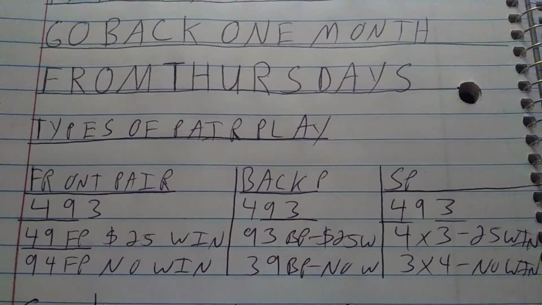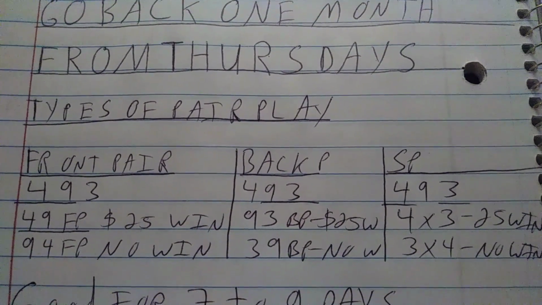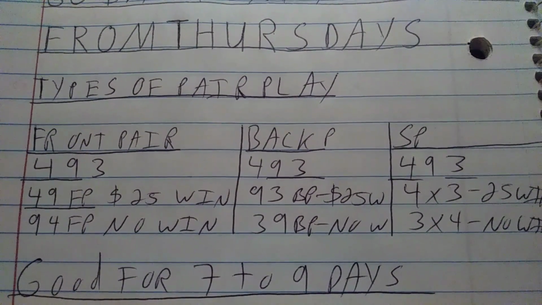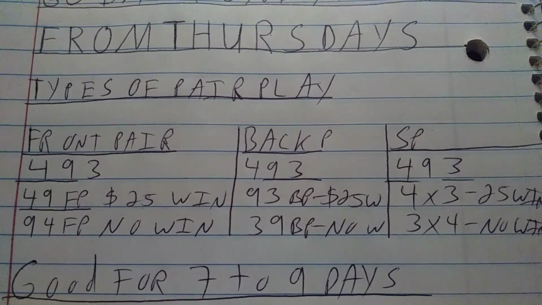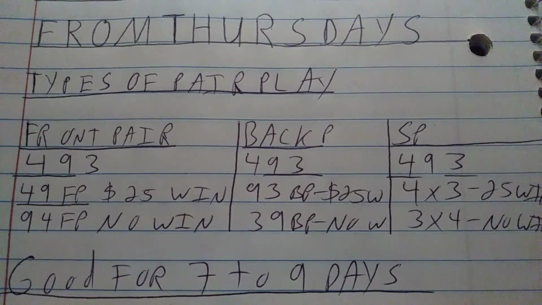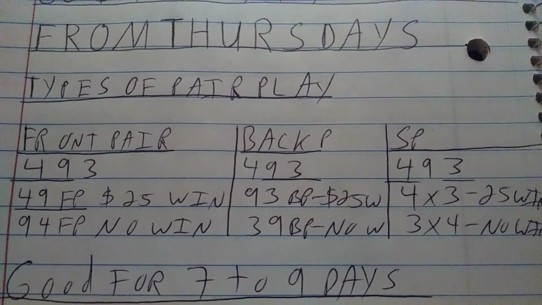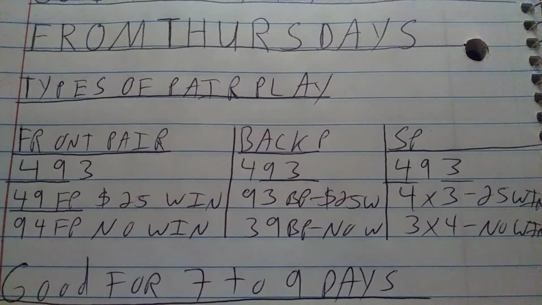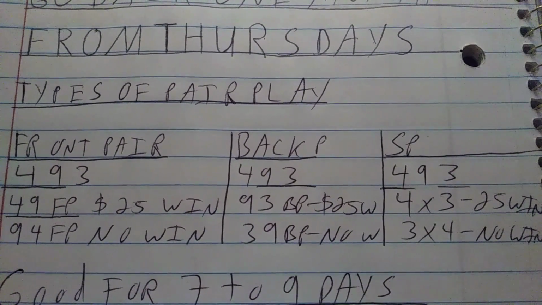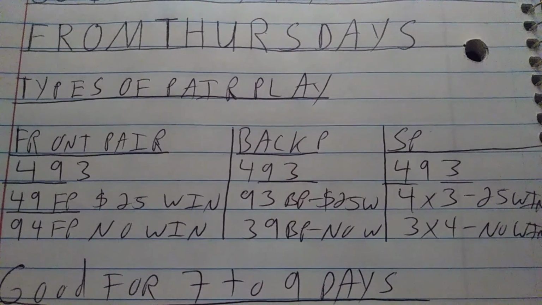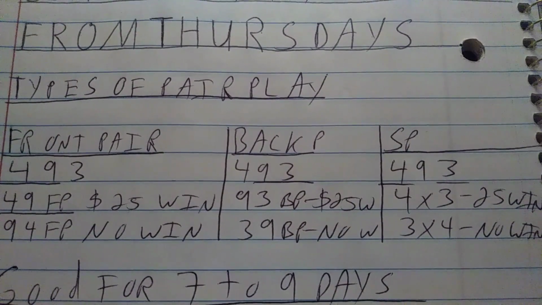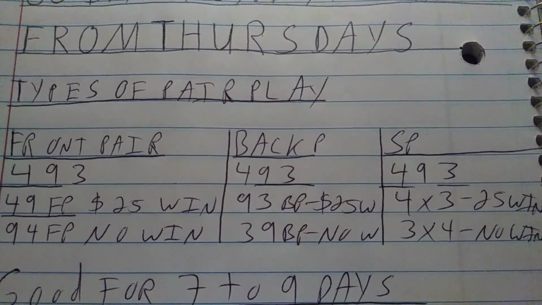The types of pair play that Ohio offers is front pair. For an example, let's say you chose 4-9 front pair and then 4-9-3 hit. You would win because you played a 4-9 front pair, and you would win $25 off a 50-cent play. If you played a 9-4 front pair, you would not win because it has to be exact.